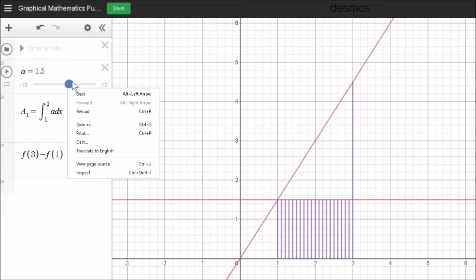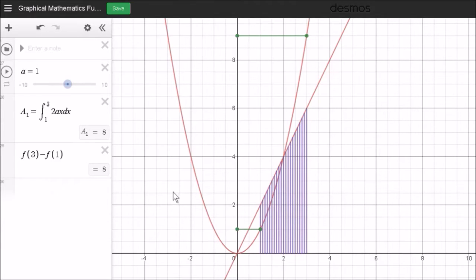But that's straight lines. What about curves? So let's do the same thing, but we'll use a different function. The original function here is in red, and that is the function y equals x squared. And we know that whenever we differentiate y equals x squared, we get y equals 2x. So this other line here is the differentiated function.